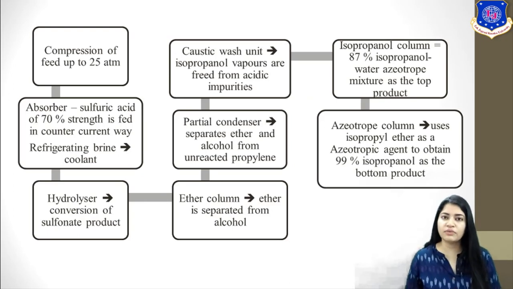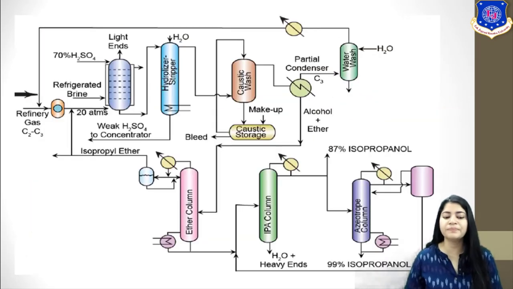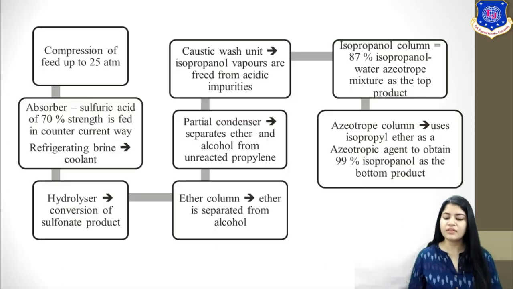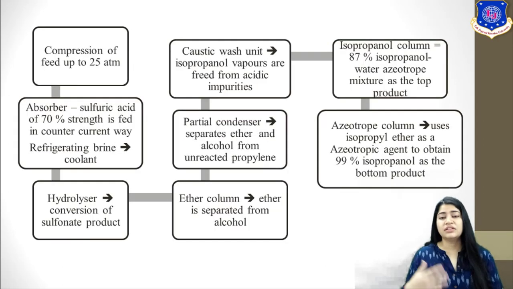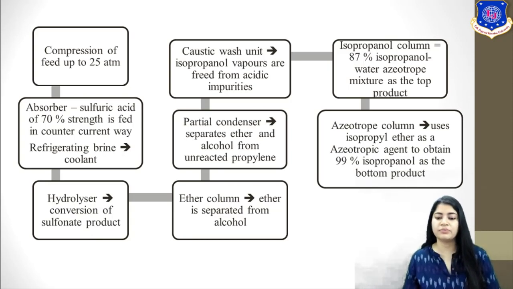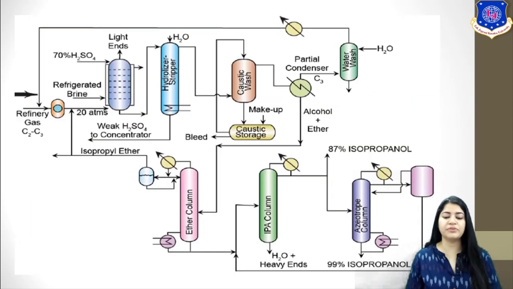Now in the ether column, what happens? Ether is separated from your alcohol, your product isopropanol. Here you can see that in the ether column you are separating your ether and alcohol. Your ether is again recycled back with your feed. Now this isopropanol is then sent to the isopropanol column. So in the isopropanol column, here you can see the IPA column, what is happening?